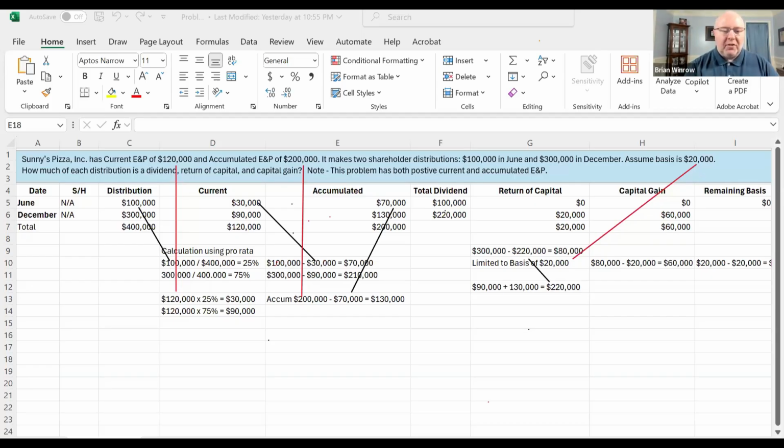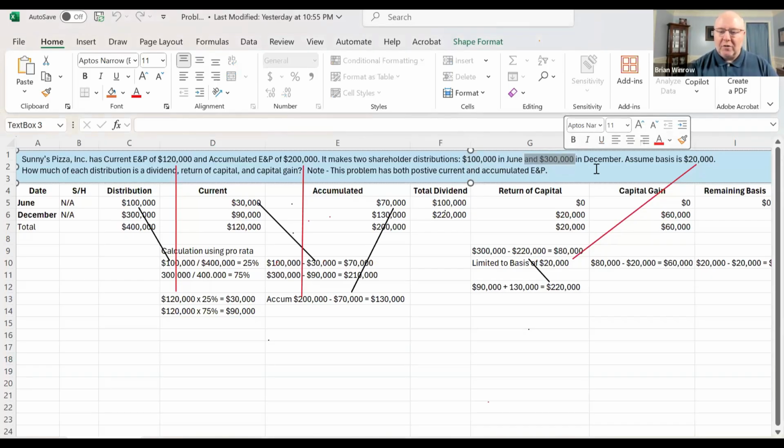So let's look at this. The first thing we have to do is say, okay, we have a June and December distribution. We have our shareholders. We weren't provided with the shareholder names. That's fine. So then what we have is distributions of $100,000 and $300,000, and we were given that information. It makes two shareholder distributions, $100,000 right here, and then we have our $300,000 right here. So I put $100,000 in June, $300,000 in December.